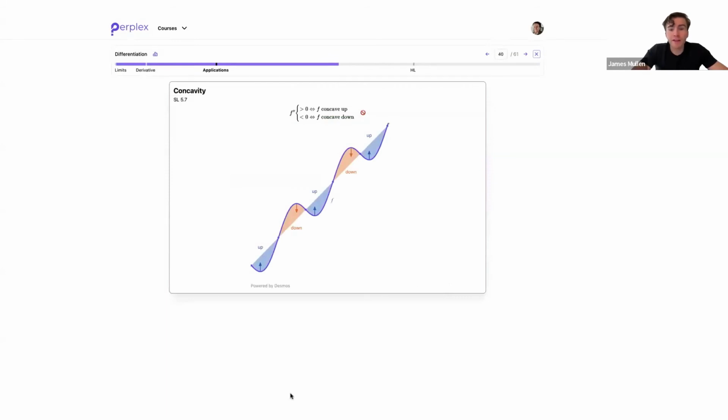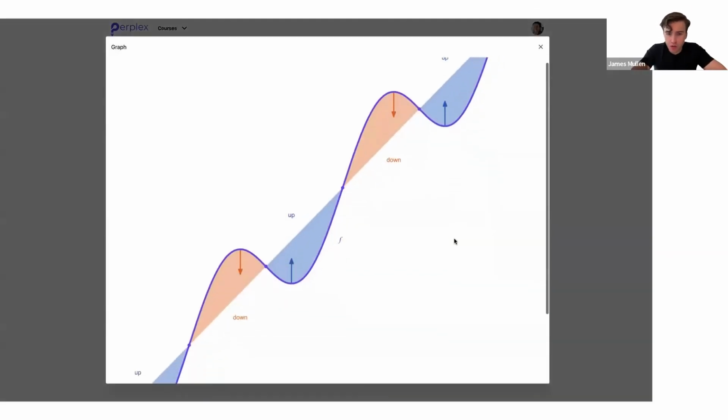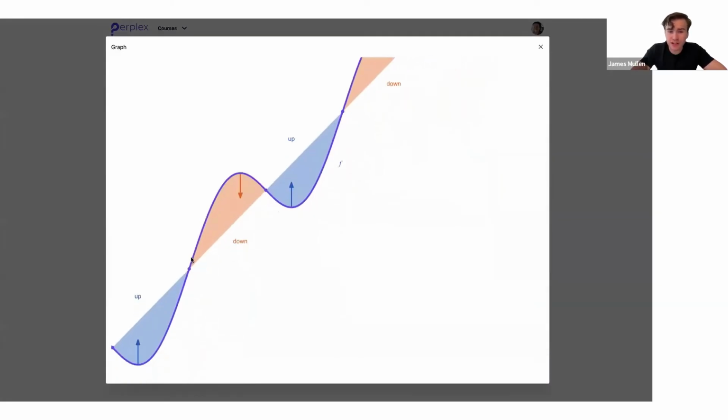Now, I promised I would explain concavity a little bit better, and concavity relates to the second derivative. When the second derivative is positive, the function is concave up, and when the second derivative is negative, the function is concave down. You can see that in a picture here, which shows you the concavity as regions where the curve is bending up or bending down.